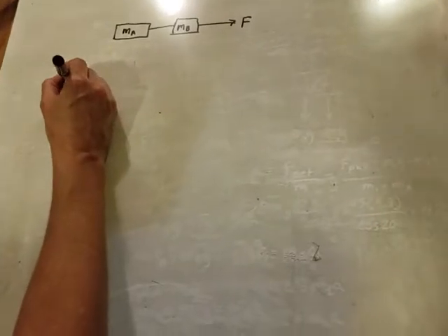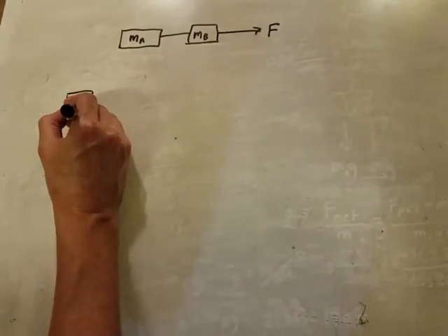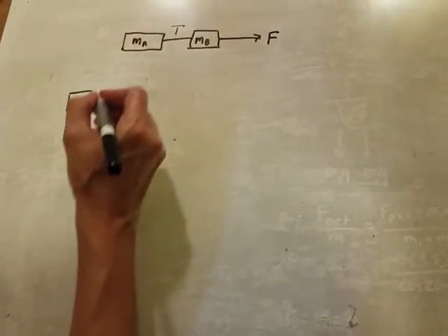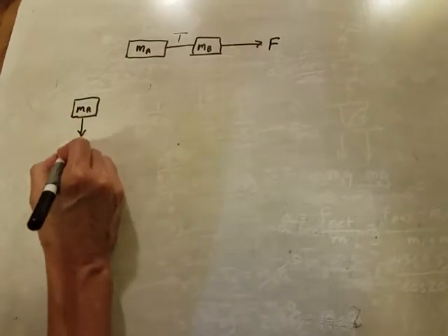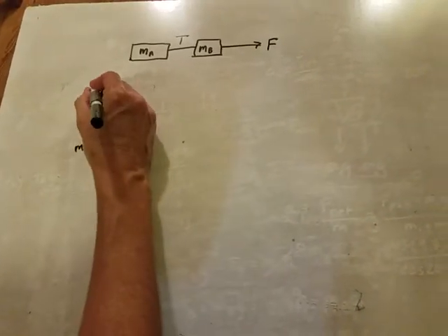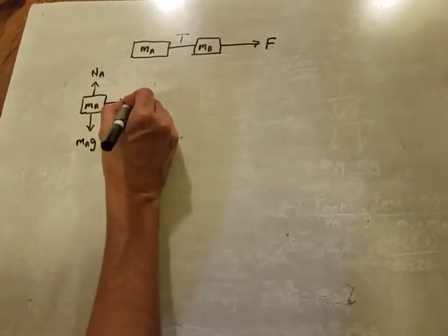I'm going to start with free body diagrams, as always. So for MA, the forces acting here: I'm going to call this tension. We have MAG, a normal force for A, and then we have this tension.